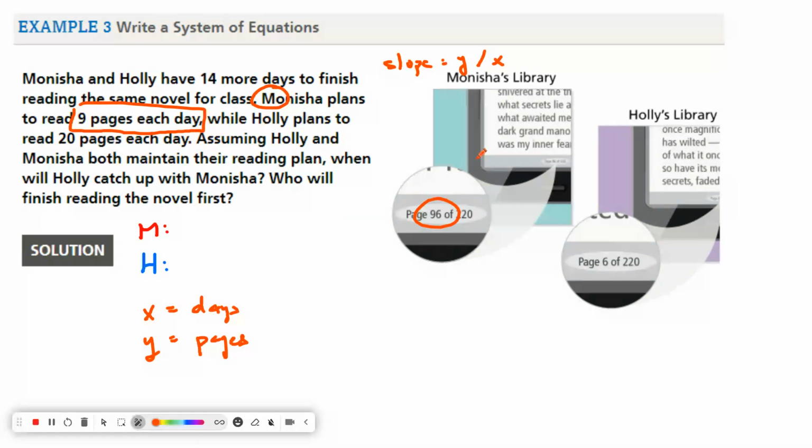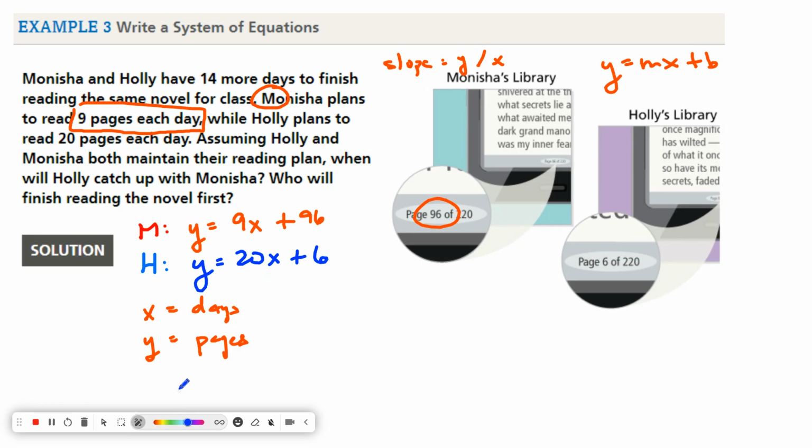So when we write these two equations, they're going to be in slope-intercept form: y equals mx plus b. So for Monisha, y equals, her slope m will be 9 pages, and then x for x days. And she is starting on page 96 right now, so plus 96, that's her starting point. For Holly, y equals, she reads 20 pages each day, so 20x, and she's starting on page 6. So you can see that Monisha's ahead, but Holly's going to read much faster to catch up.